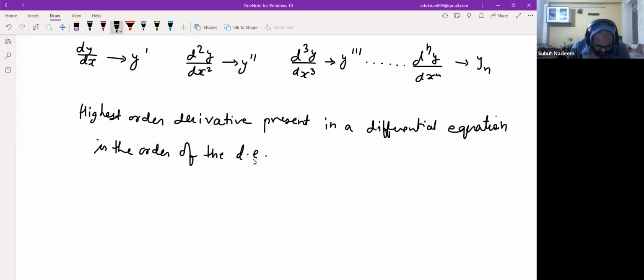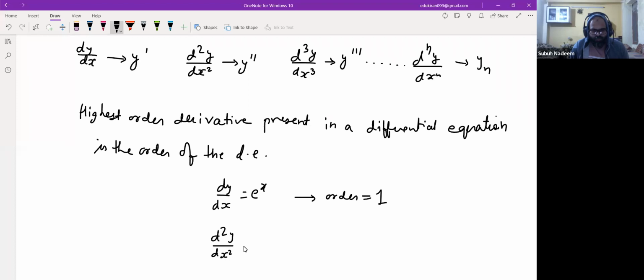For example, if I give you dy by dx is equal to e to the power x, then its order is 1, as a first order derivative is present. If I give you d2y by dx square plus y is equal to 0, so here order is equal to 2, as a second order derivative is present.